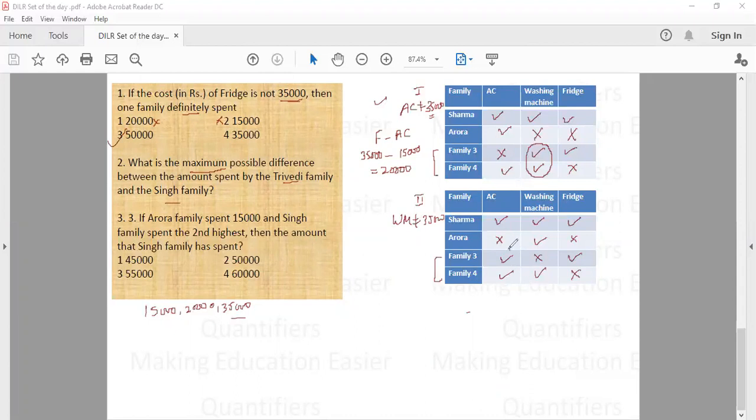In the second case, both the families have bought AC. That means they have spent the same amount on AC. So the only difference is between the price of fridge and washing machine. Since washing machine cannot be of 35,000, I can take the price of fridge to be 35,000, and since the difference required is maximum, I'm taking the price of washing machine as 15,000. Again, in this case, the answer is 20,000. So the answer to the second question is 20,000.